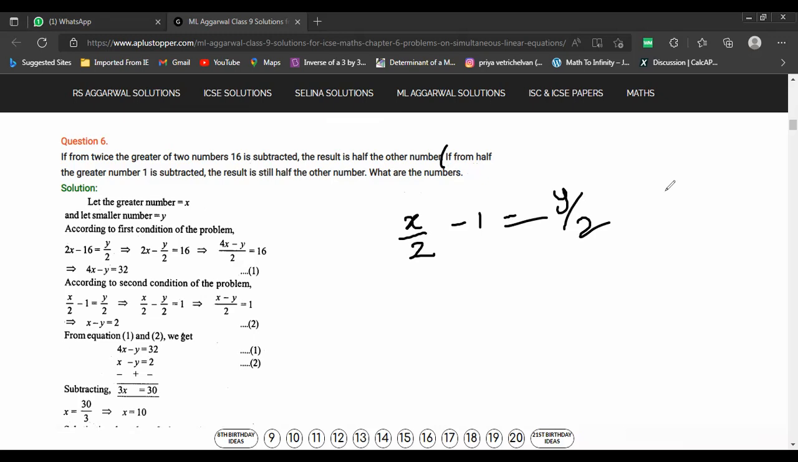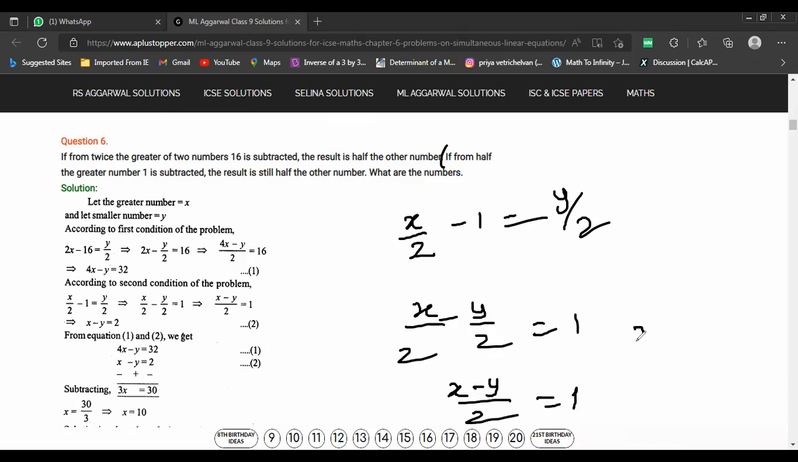So again, let's write the variable on one side and the constant on the other side. So it will become x by 2 minus y by 2 is equal to 1. So you do have the same denominator for both, so you can write it as x minus y by 2 is equal to 1. So x minus y is equal to 2, isn't it? When you take the 2 to the other side, it becomes equal to 2. So this is going to be equation 2. Can you follow?